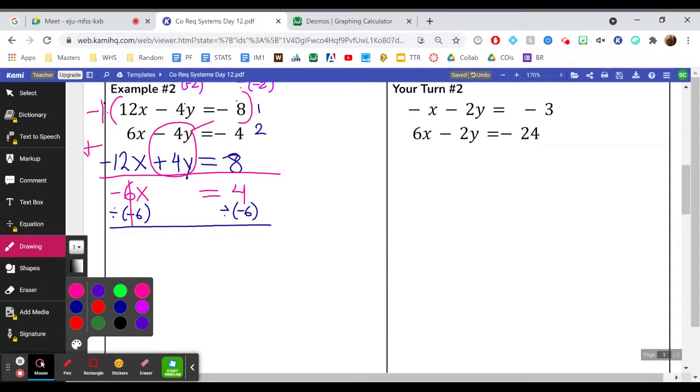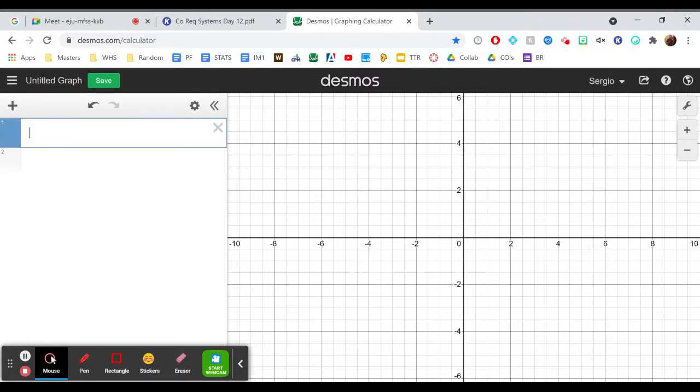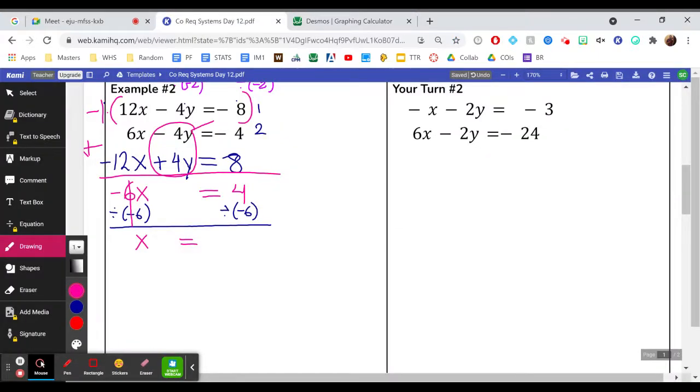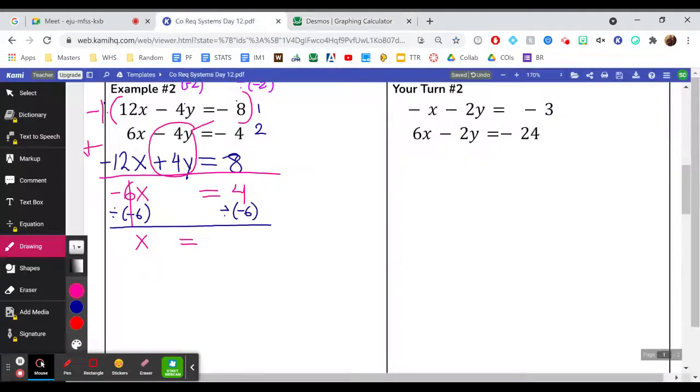Negative 6 divided by negative 6, that gives me 1. And I have x is equal to, if I put this in decimals, 4 divided by negative 6, that gives me this long decimal. We don't like decimals, so we click right here and put a simplified fraction. Okay, so negative 2 over 3.